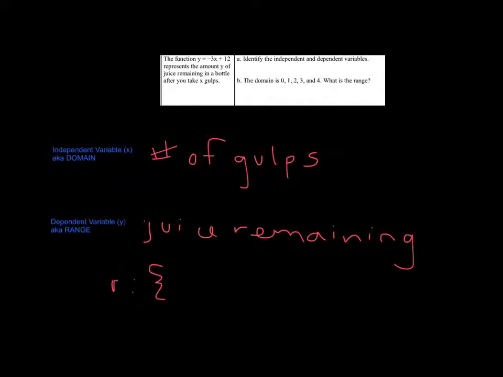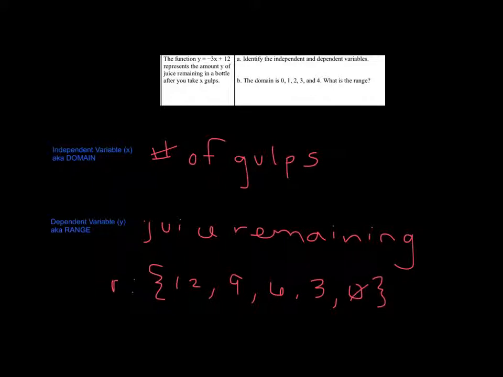So I'm going to 0 in my table and I see that it's paired with 12. Then I'm going to 1 in my table and I see it's paired with 9. 2 is paired with 6. 3 is paired with 3. And 4 is paired with 0.